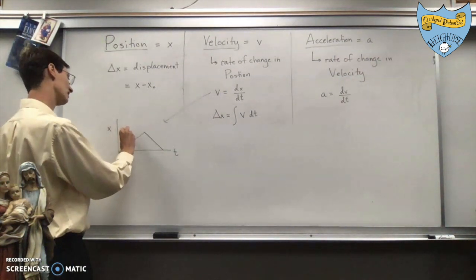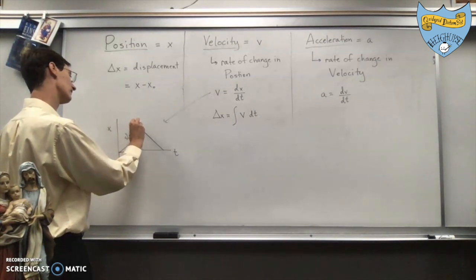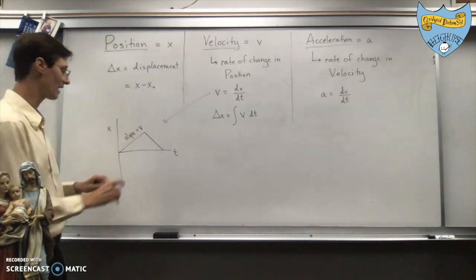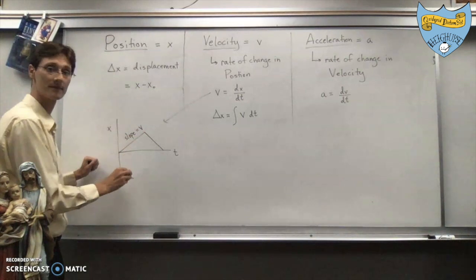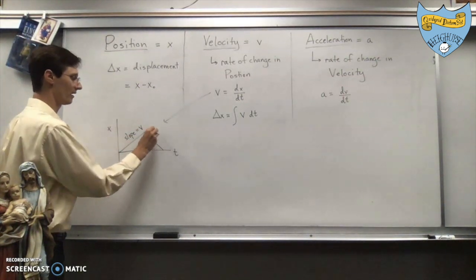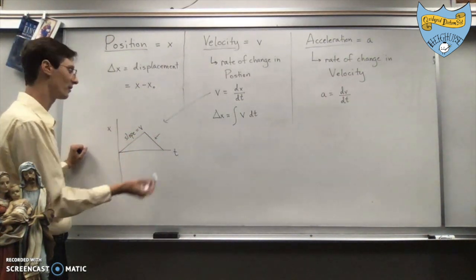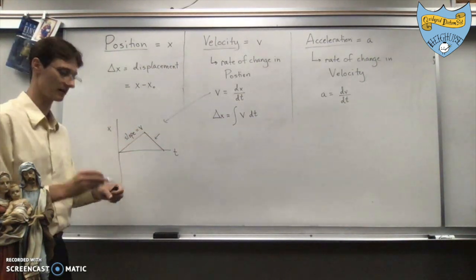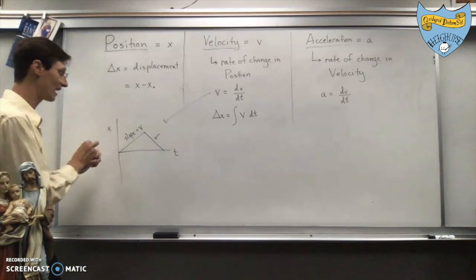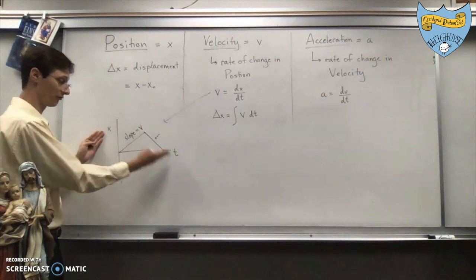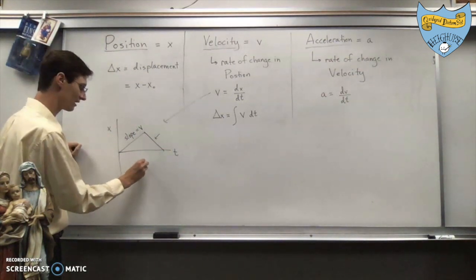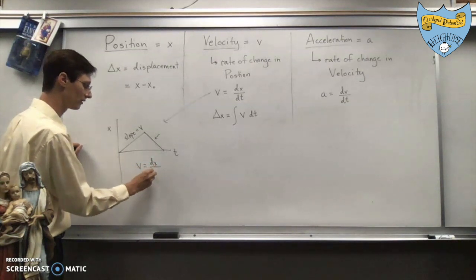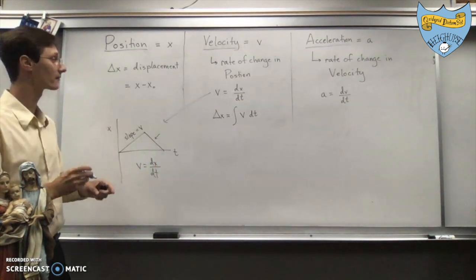So this slope is the velocity of the object over this time interval. If I were looking at this time interval here, then of course that would be a different slope, and therefore whatever the velocity is of the object over that time interval. Either way, if it's a position versus time graph, the velocity is the slope of that graph.